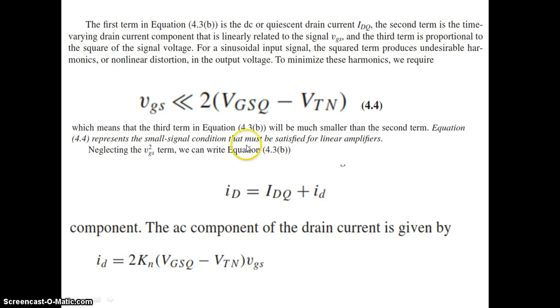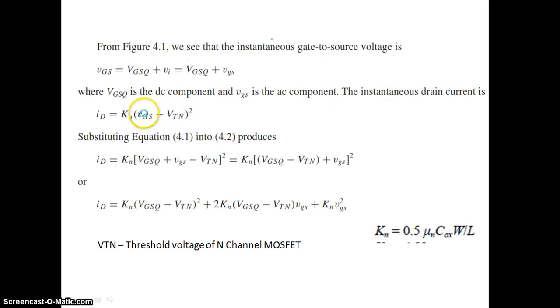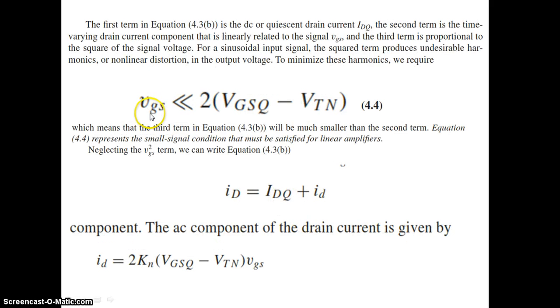So to minimize the distortion, we should consider that VGS should be less than or equal to this term, that is VGSQ minus VTN. So always be careful that the signal VGS should be less than or equal to 2 times (VGSQ minus VTN). Okay. So now ID equal to IDQ.